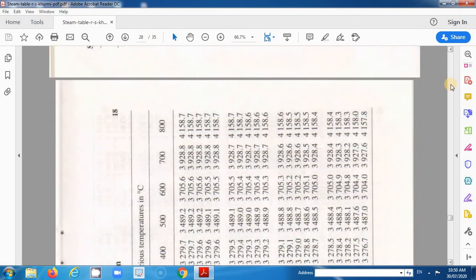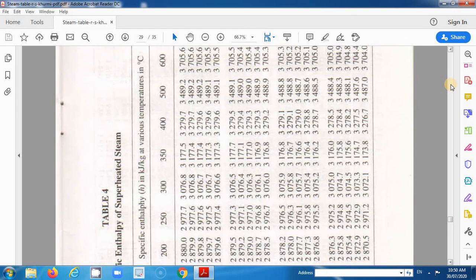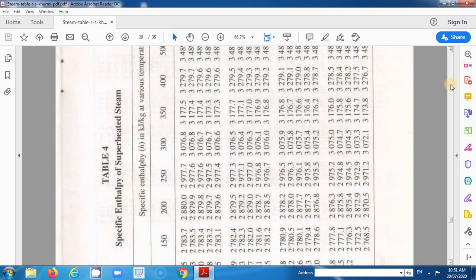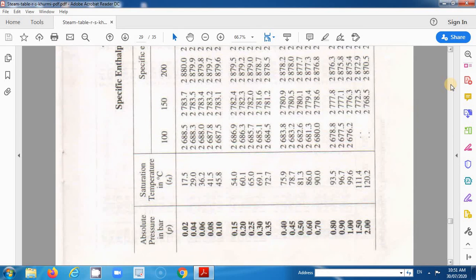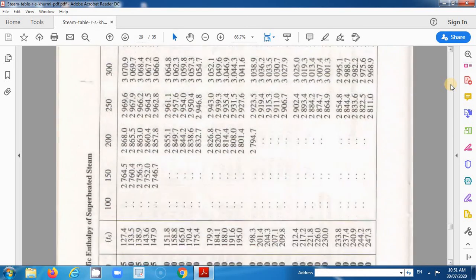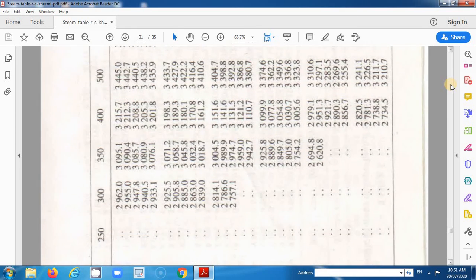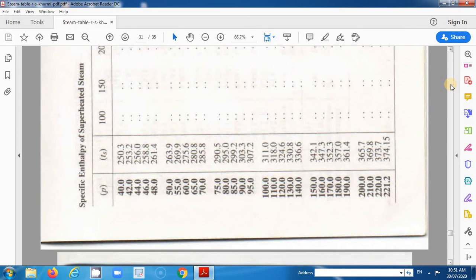Similarly, the next table is the specific enthalpy of superheated steam. Specific enthalpy H in kilojoules per kg for various temperatures. Their values are shown here, and again it starts from the same pressure up to the critical pressure. So these are some types of steam tables.